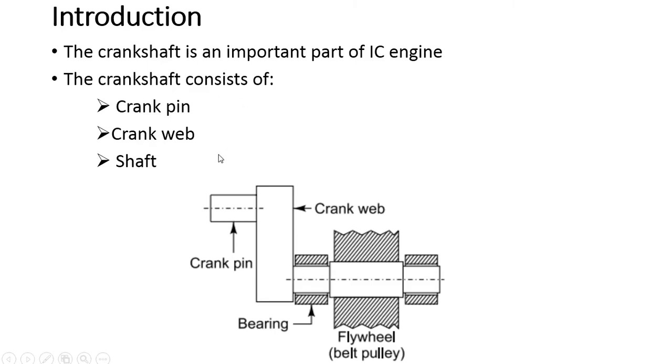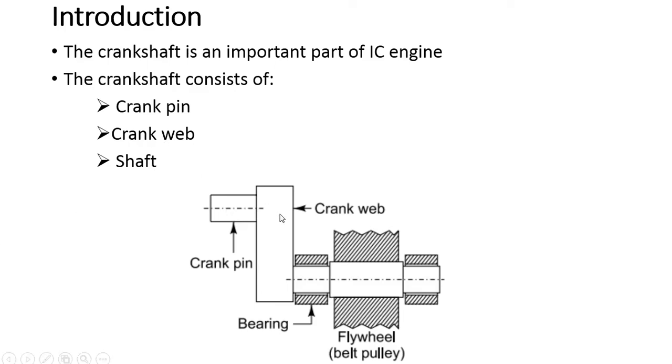Again, the crankshaft consists of three main sub-components which we have to design in our particular design of the crankshaft. One is the crank pin, where the big end of a connecting rod is attached to the crank pin. Second is the crank web.